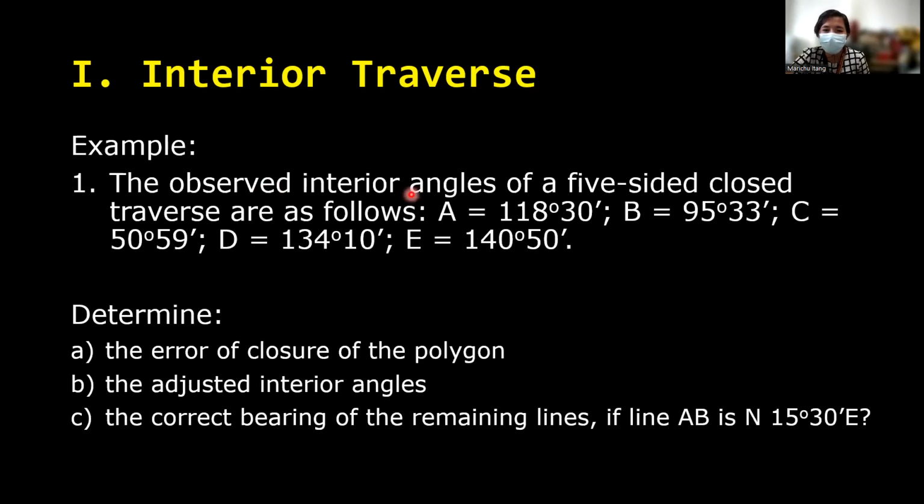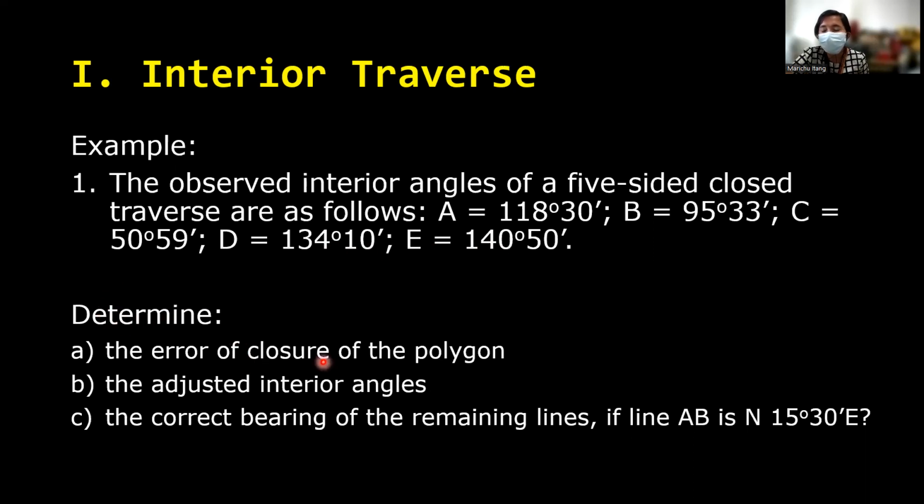So let's have an example. The observed interior angles of a 5-sided closed traverse. One traverse has 5 traverse lines, and it also has 5 stations. So we have station A, station B, C, D, and E, with their corresponding interior angle readings. This is for A, this is for B, C, this is for D, and E.